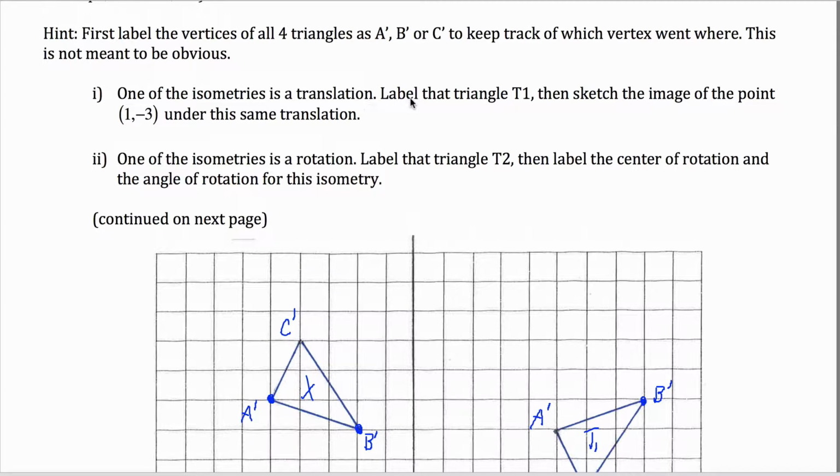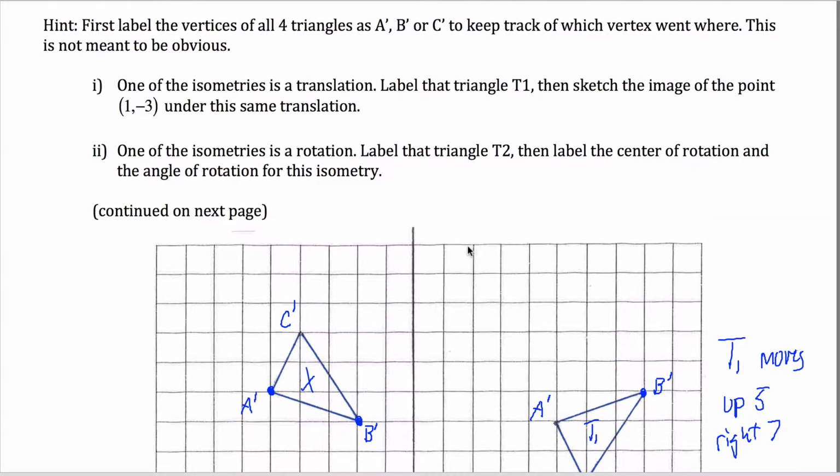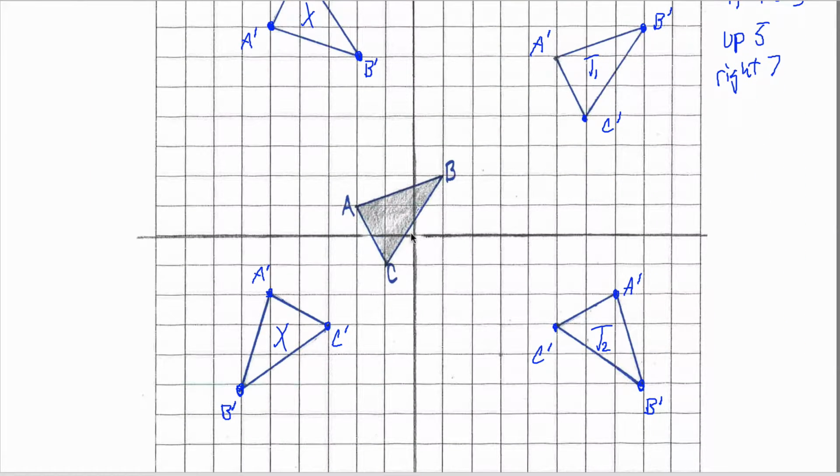One of the isometries is a translation. Label that triangle T1, then sketch the image of the point (1, -3) under this same translation. So for this translation, I can think about what it did to each of the points. If I just pick any vertex, it took A and moved it up 1, 2, 3, 4, 5, and then over 1, 2, 3, 4, 5, 6, 7. So T1 moves up 5, and then right 7. And what I'm supposed to do is apply that transformation T1 to the point (1, -3). So 1, and then down 1, 2, 3 is this point.